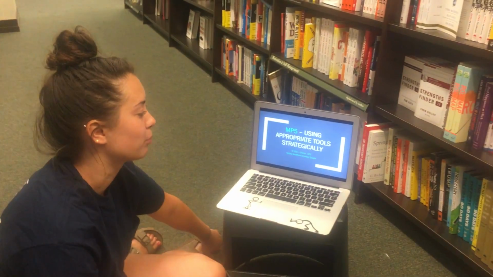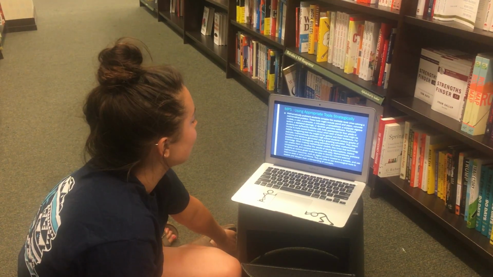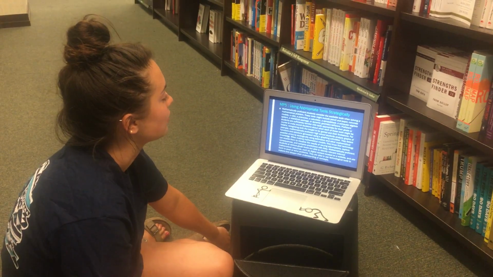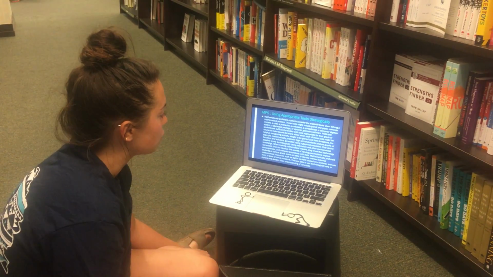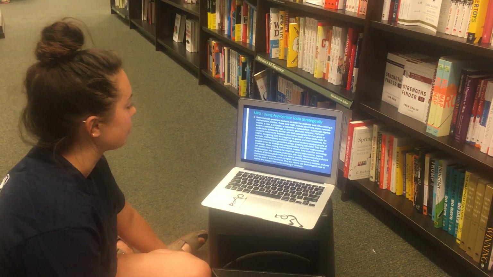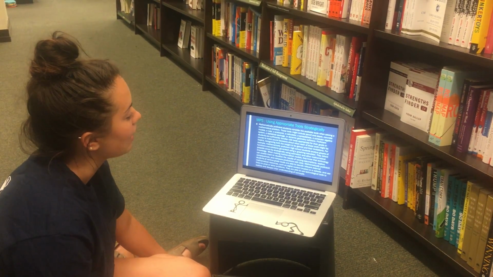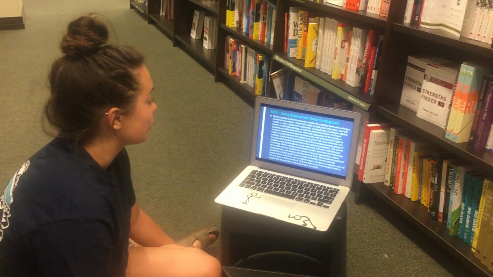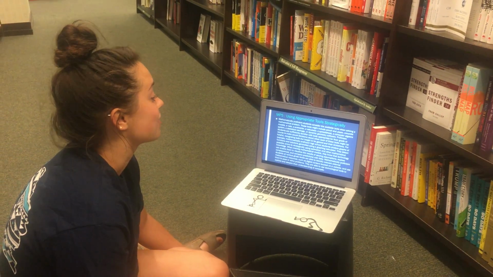Mathematical practice 5 was using appropriate tools strategically. And the definition of this is: mathematically proficient students consider the available tools in solving a mathematical problem. These tools might include pencil and paper, concrete models, a ruler, a protractor, a calculator, a spreadsheet, a computer algebra system, a statistical package, or dynamic geometry software.